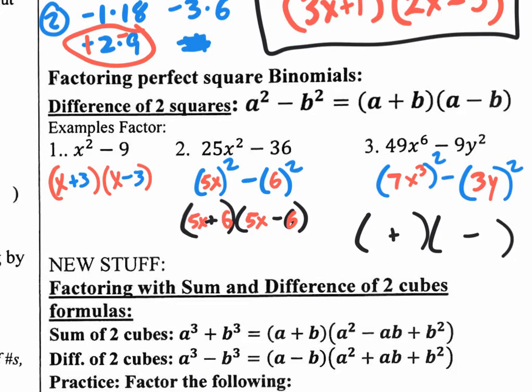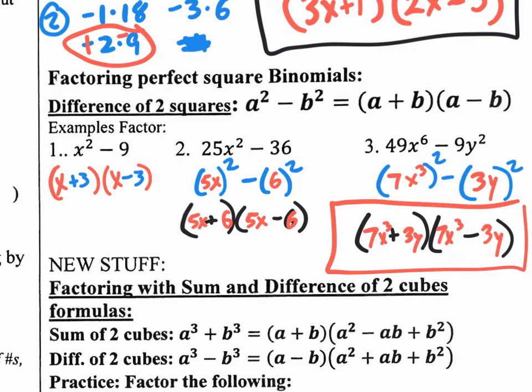So we have 7x to the 3rd and 3y, 7x to the 3rd and 3y. So we were able to factor it. This is the factored form of the original 49x to the 6th minus 9y squared. If you were to distribute and combine like terms, you would end up with the same original 6th degree binomial. Pretty cool, huh? All right.